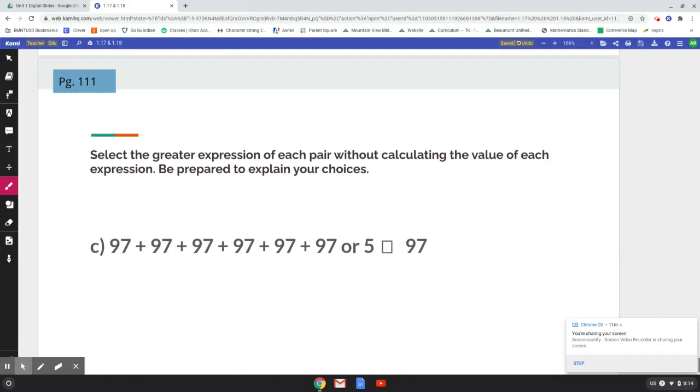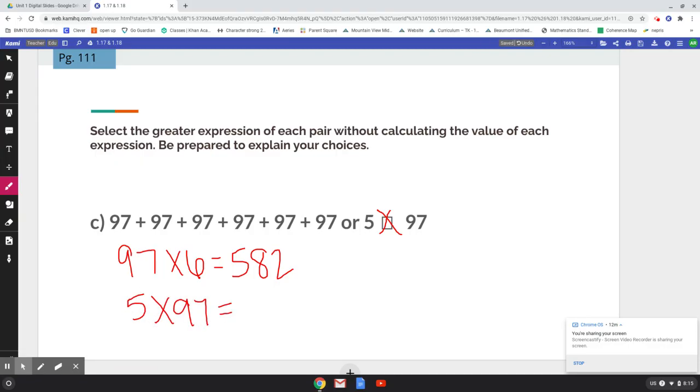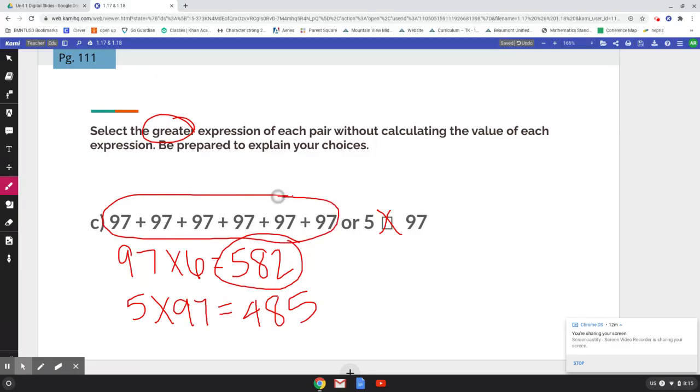Okay, and then our last one here. Again, this is times. The equation didn't carry over. So 97 plus 97 plus 97 plus 97, 97, 97, which really is 97 times 6 is how I'm going to do it, is 582, or 5 times 97. And I think that's obvious without even working it out, but that's 485. So it wants to know which one's greater. This one's the bigger number. So you would circle all of that for letter C.